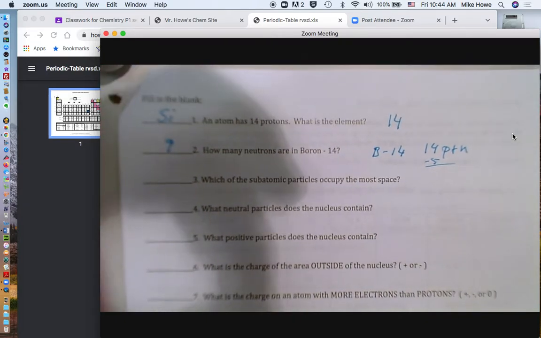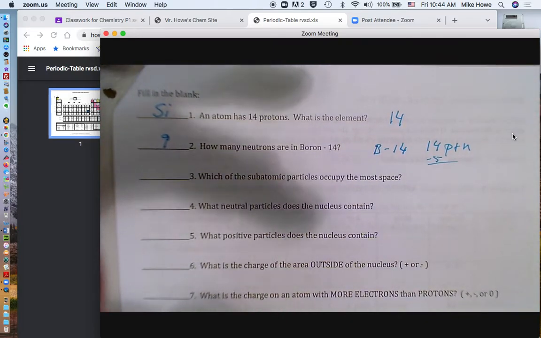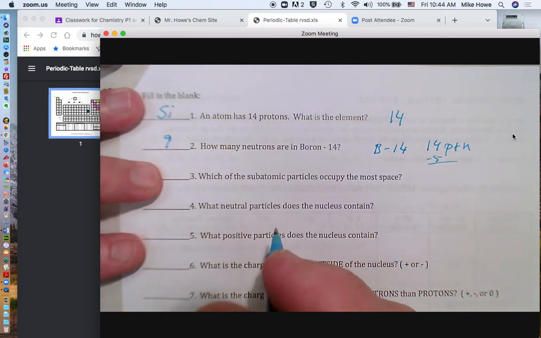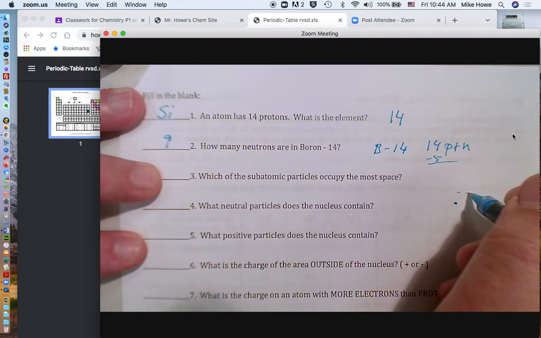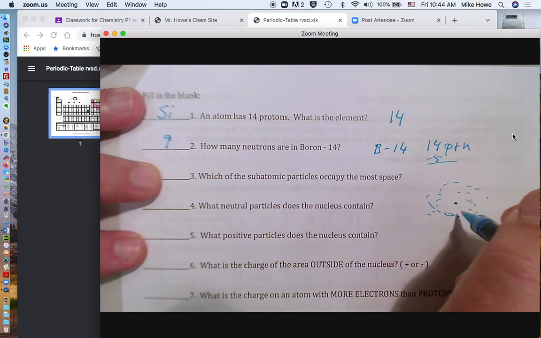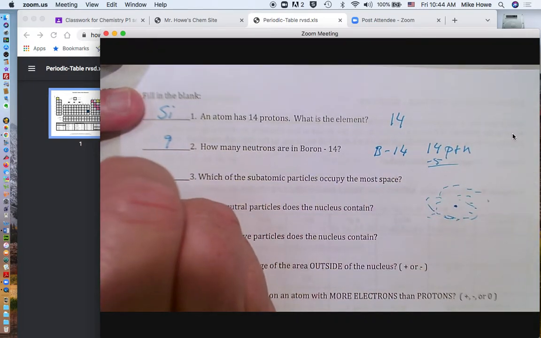Okay, and which one of the subatomic particles occupies the most space? Well, the space is this area occupied by the electron cloud. So this out here is the space in the atom. Okay, so that would be the electron.